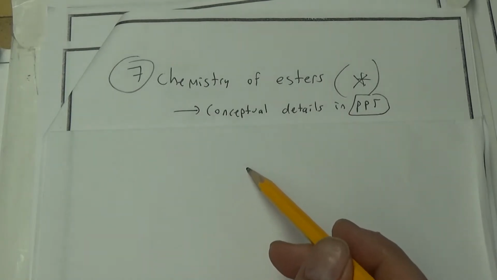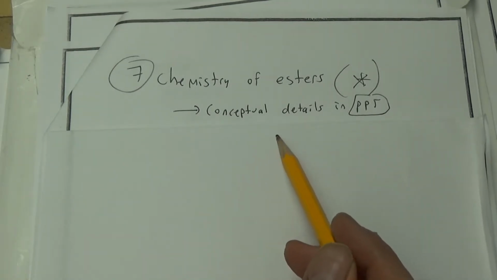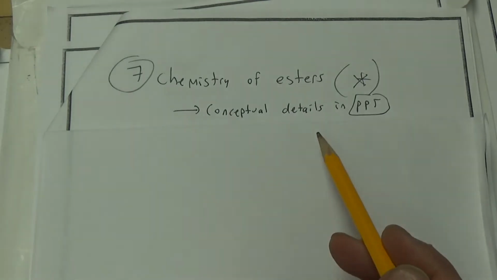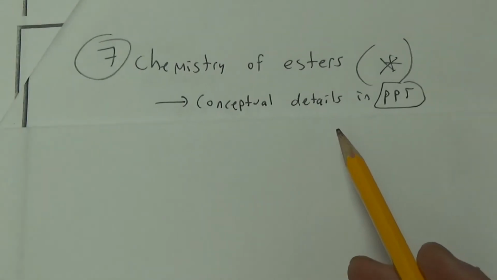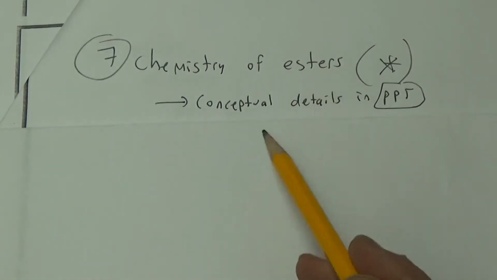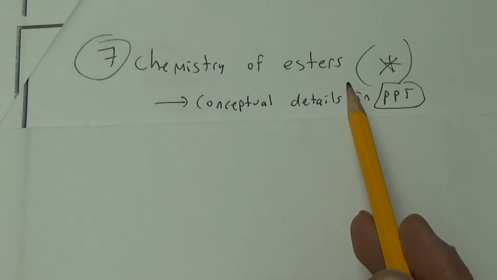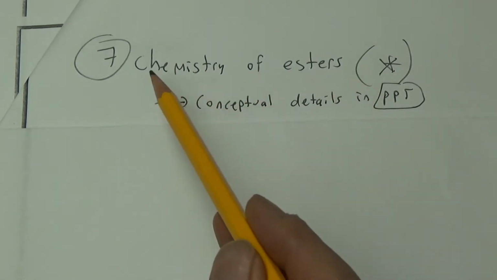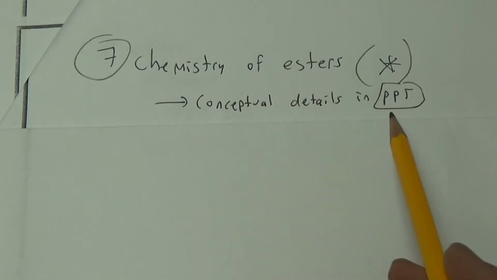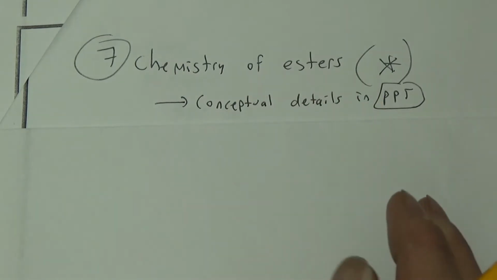Let's see, I think we're mid to beyond midway through chapter 20 now, and as you know, it's kind of like just hashing and rehashing all of the carboxylic acid derivatives, right? And we're on number 7 right now, chemistry of esters, and the conceptual details are in the PowerPoint. This is all from last time.